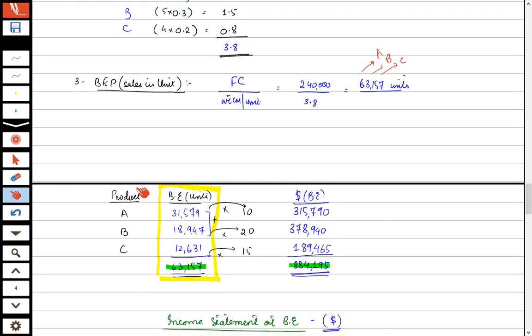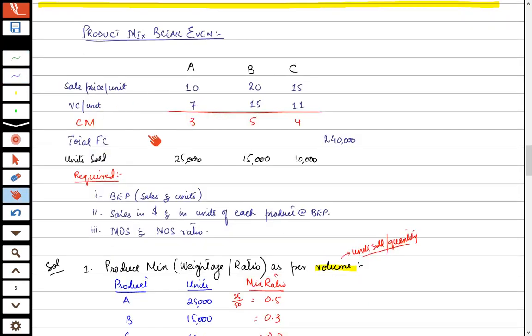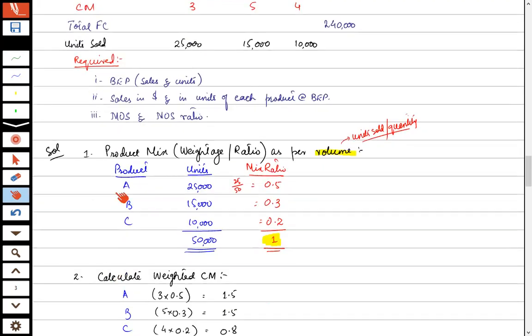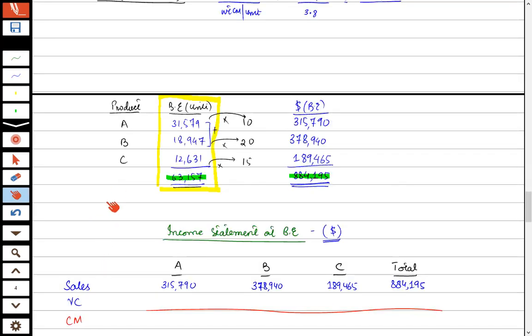Have you noted down this variable cost and CM? Just write it in your notebook so that you can refer to it. 7, 15, 11, 3, 5, 4. Or we can simply subtract variable cost from sales to get CM. Anything is possible. Done.